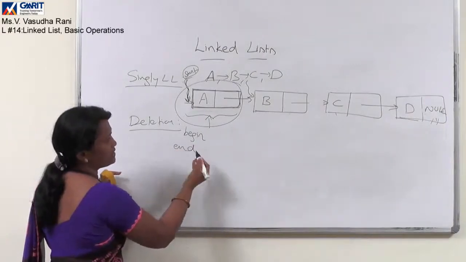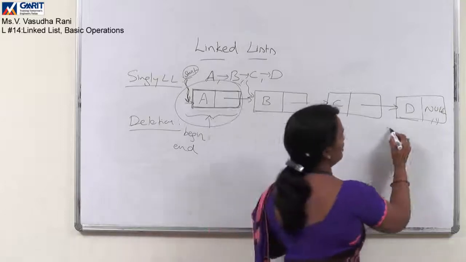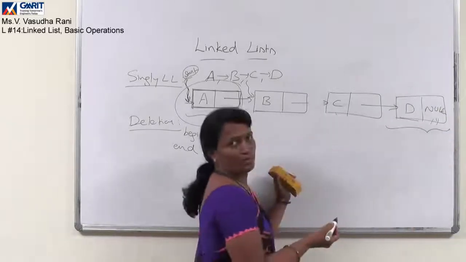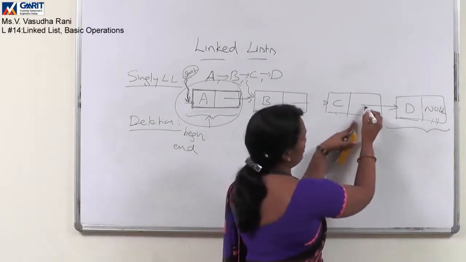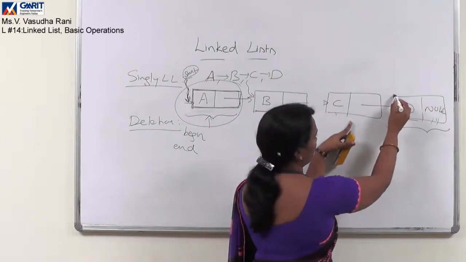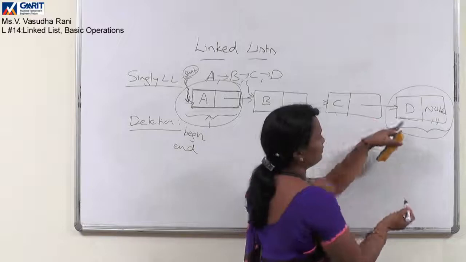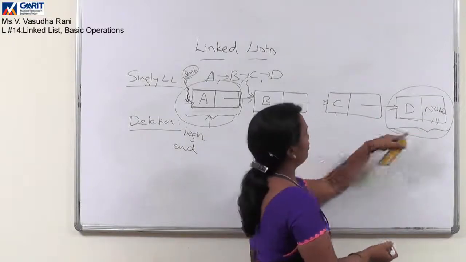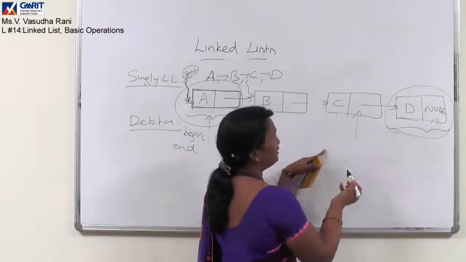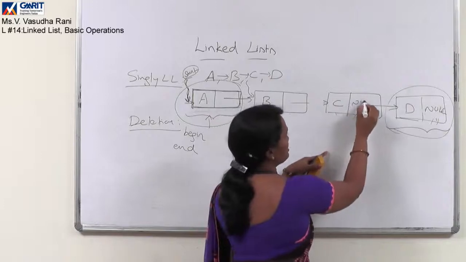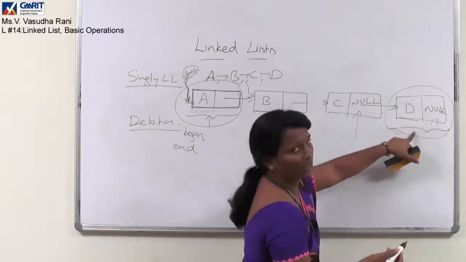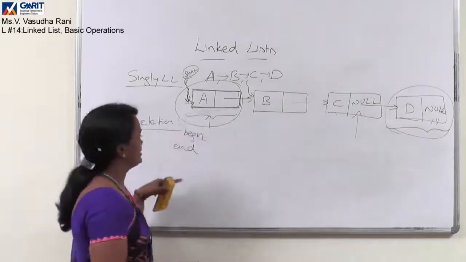And for the end node, you have to delete the last node. First of all, you refer to the last node and free this particular node, and you make the link field of C null, so that it cannot be referred to in the next iteration.